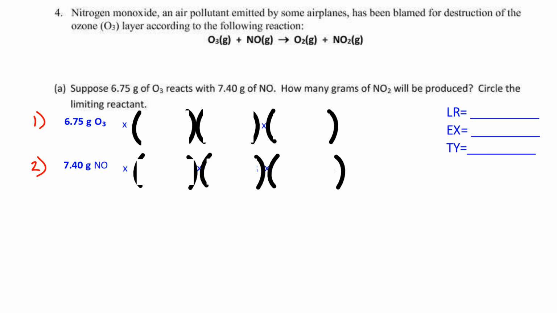It should already be balanced. 4 and 4. Yeah, it's already balanced. It's just all 1 to 1.